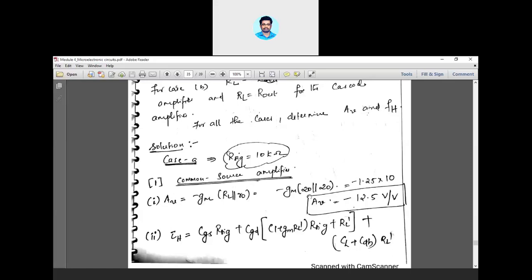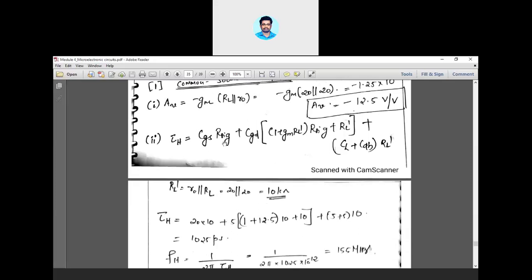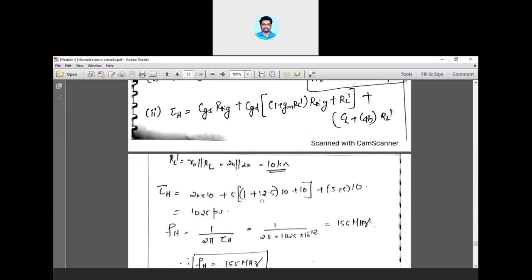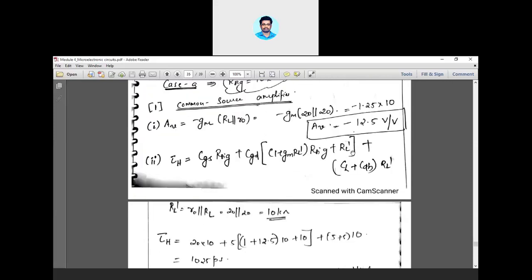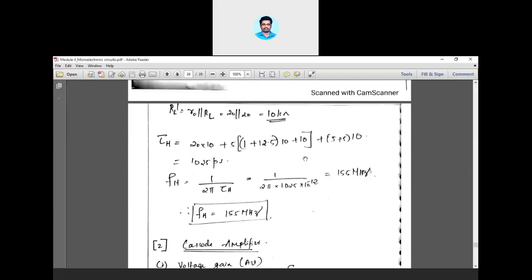So find AV. All the parameters are given. This is the equation to find the voltage gain. This is the equation for finding tau H. All parameters are given. So once you find tau H, the next thing will be finding FH by this equation, 1 by 2 pi into tau H. See, your cutoff frequency is 155 megahertz and your gain is minus 12.5. So these were the two parameters that you have derived for common source. Understood? The gain is 12.5 and at the same time your cutoff frequency is 155 megahertz.